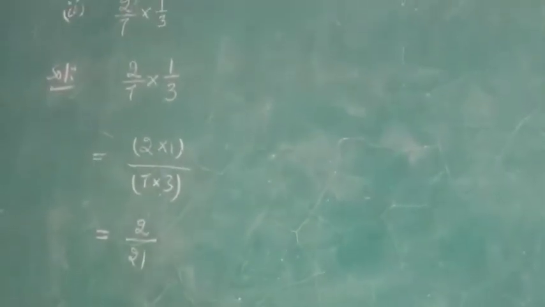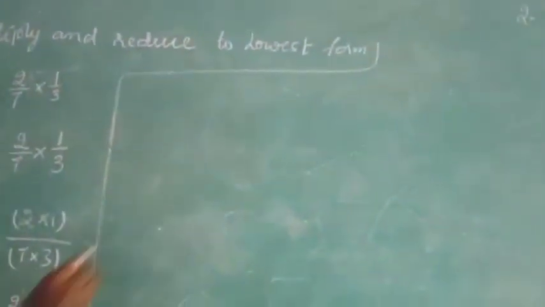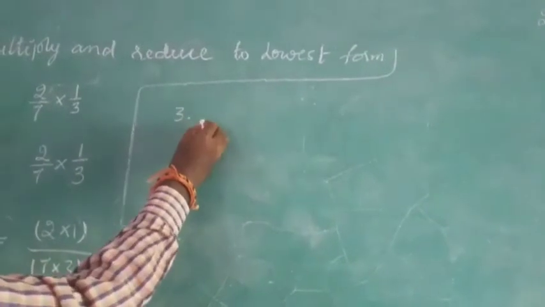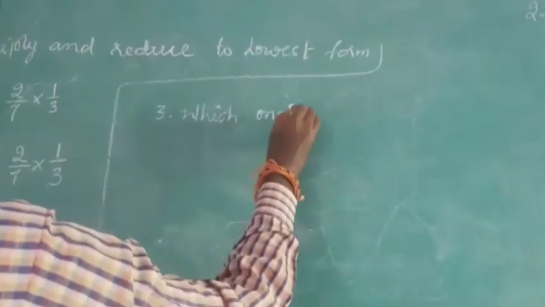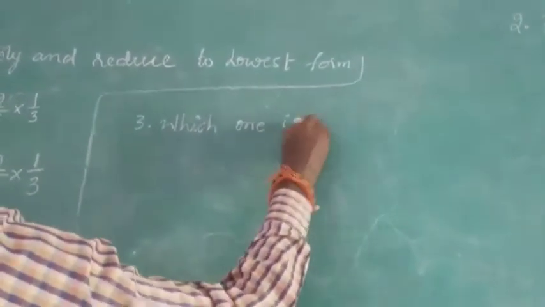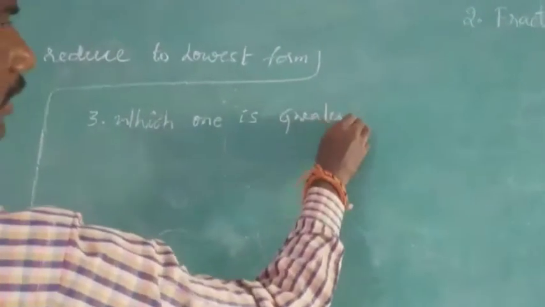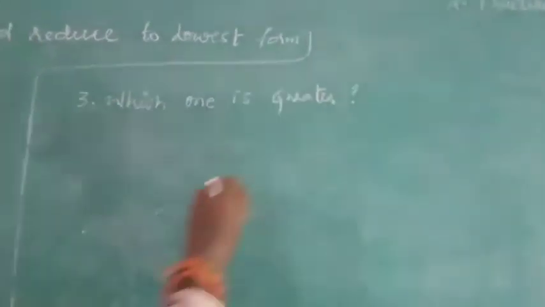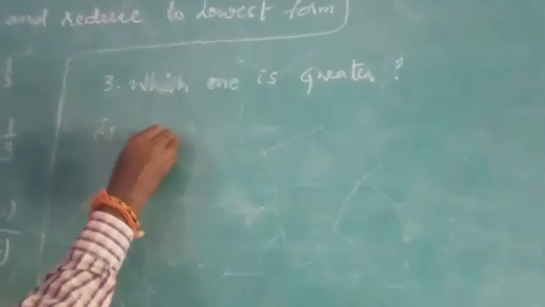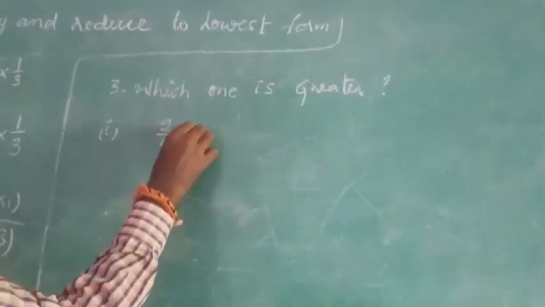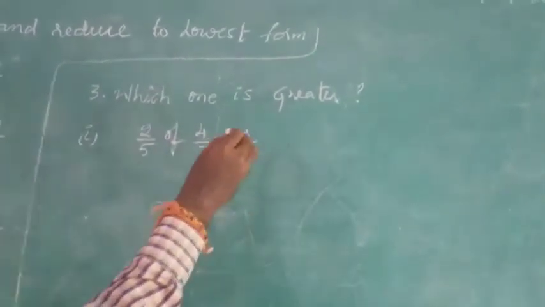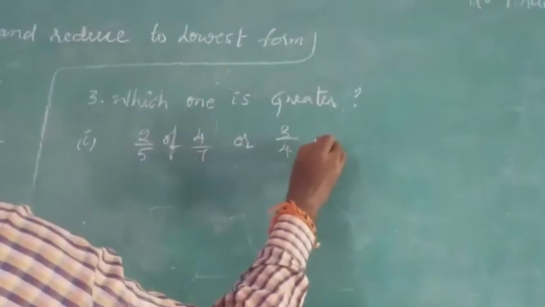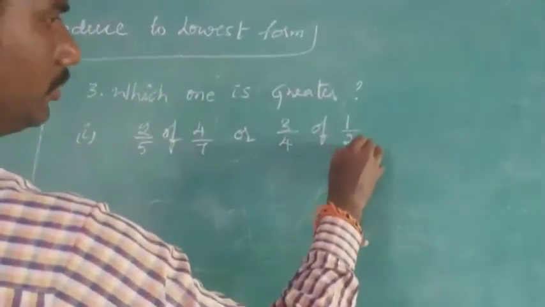Once you concentrate on it clearly, next I would like to explain the third bit. What is the third bit? Which one is greater? In that, the first question is 2 by 5 of 4 by 7 or 3 by 4 of 1 by 2.